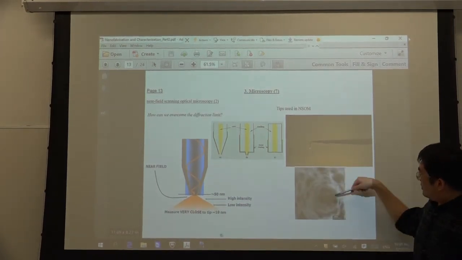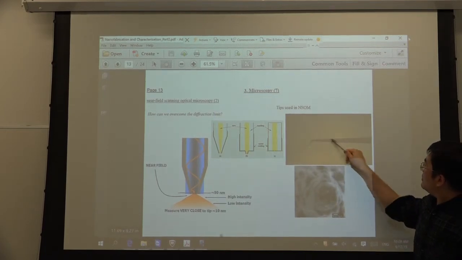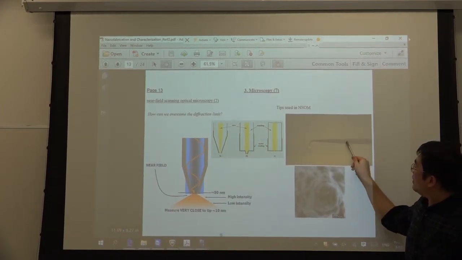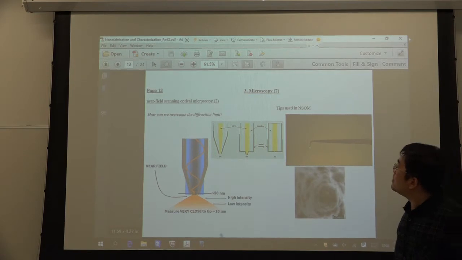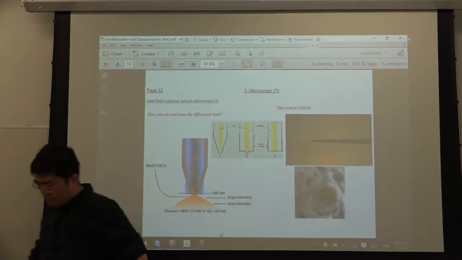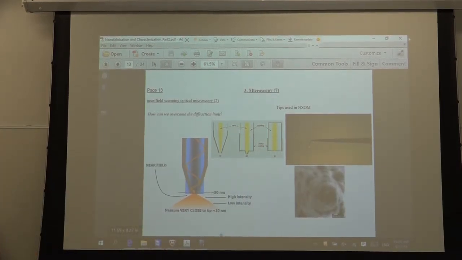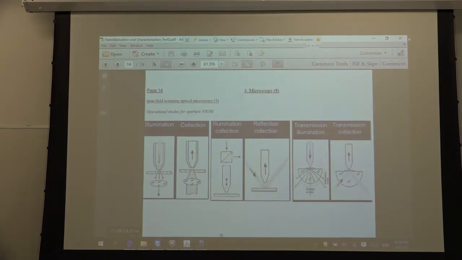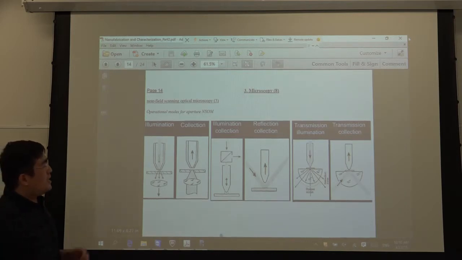So this is a real world picture. You can see this is similar to a cantilever, similar to a tip. They use it for near field measurement. In some setups, they have two types called aperture and apertureless. Typically aperture is easier. The apertureless, they have a different mode.